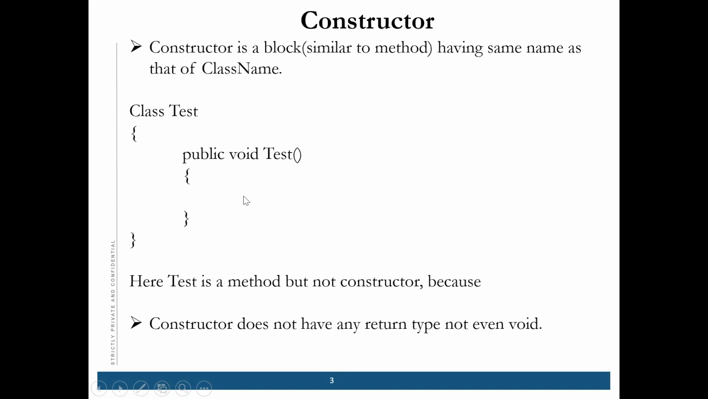It has a return type. Yes, it's a return type, so it cannot have a void also. Okay. So there's a very important point which sometimes interviewers ask: constructors do not have any return type, not even void. So if there is void, that means it's not a constructor, it's a simple method. We don't consider it as a constructor. Okay.